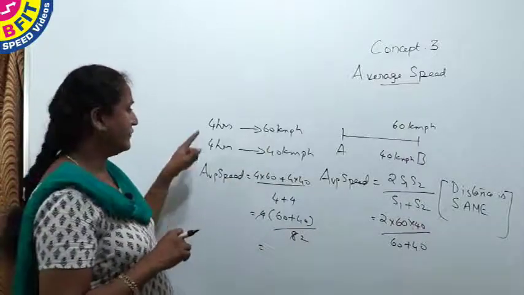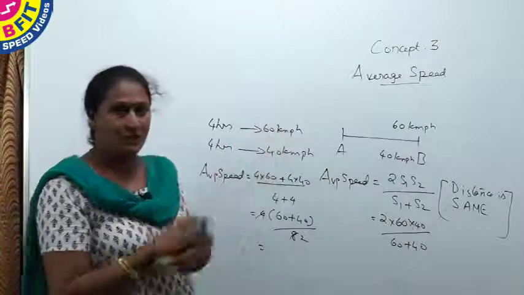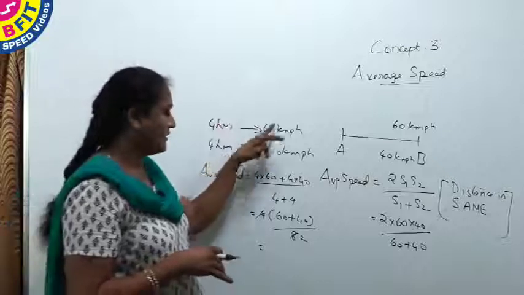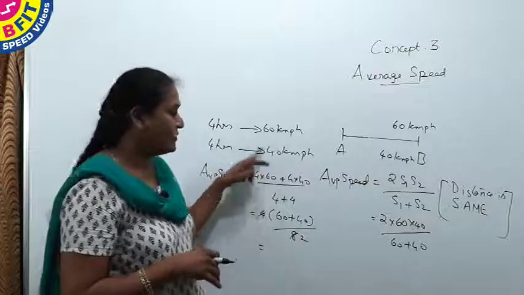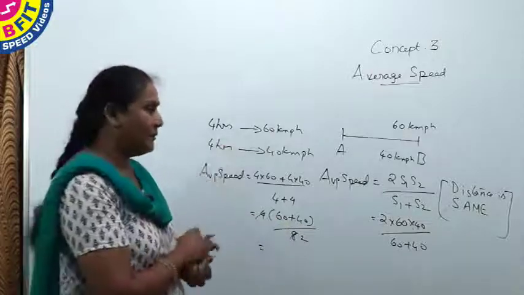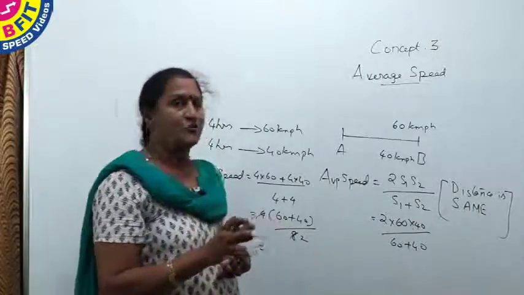So here for the first 4 hours he travels with 60 km per hour, and the next 4 hours, that is in the same time, he is covering with 40 kilometers per hour. So in this case, you can find the average of the speeds taken. But remember that it is not for other cases.